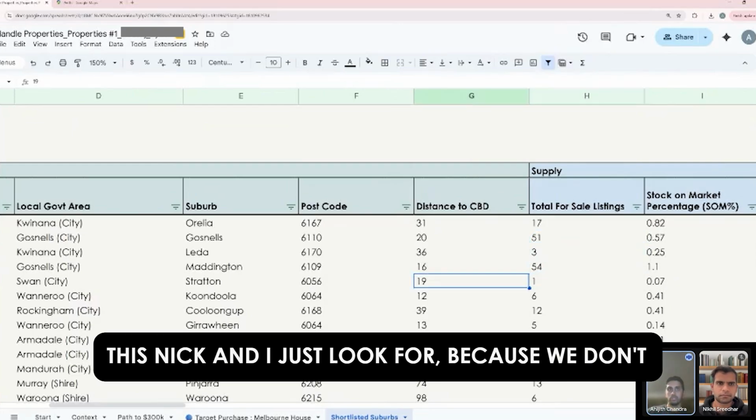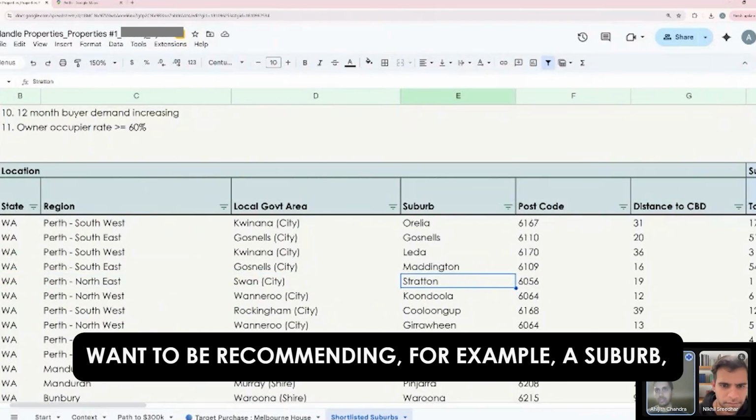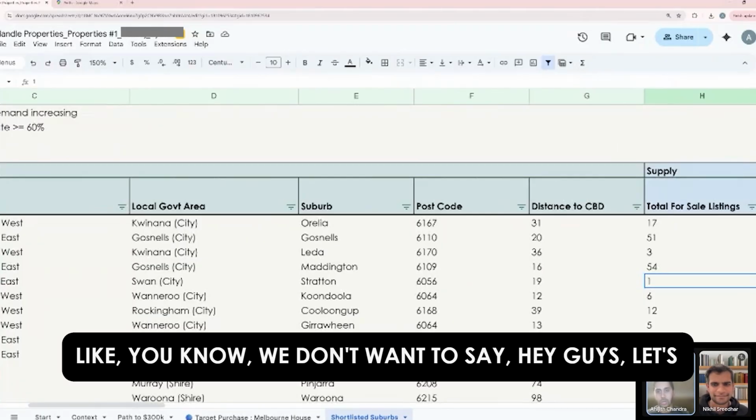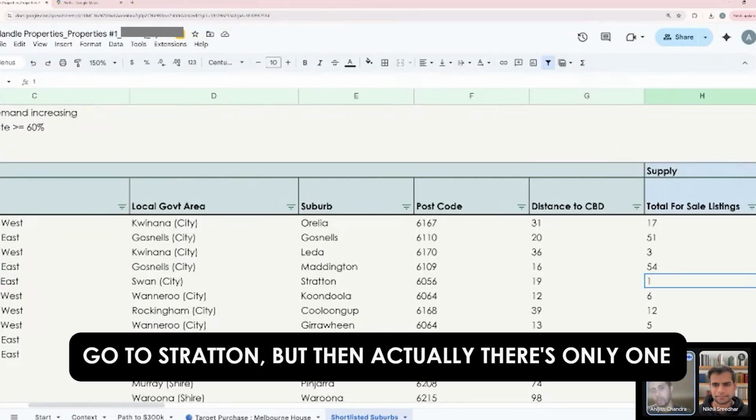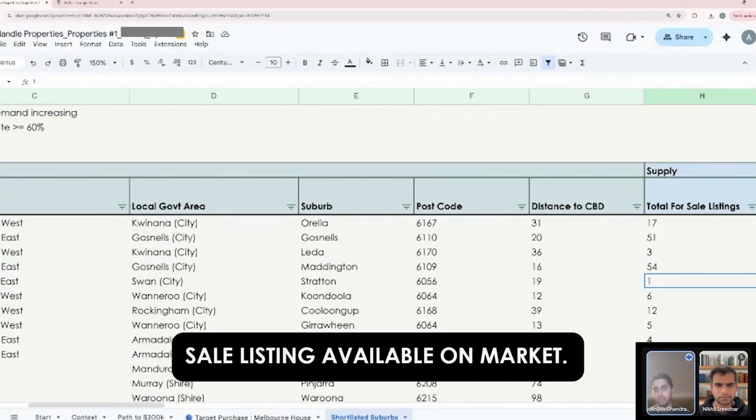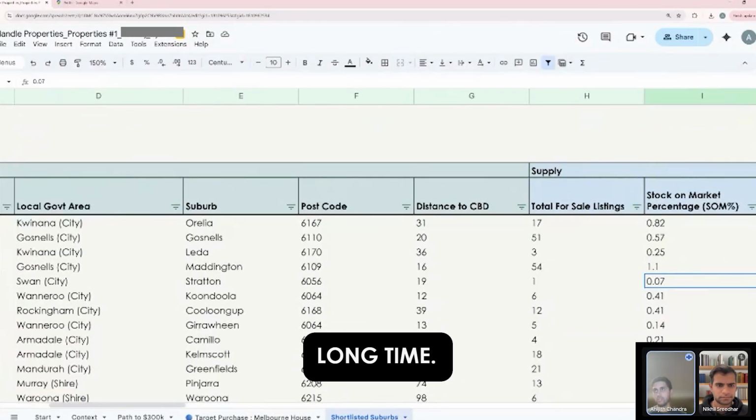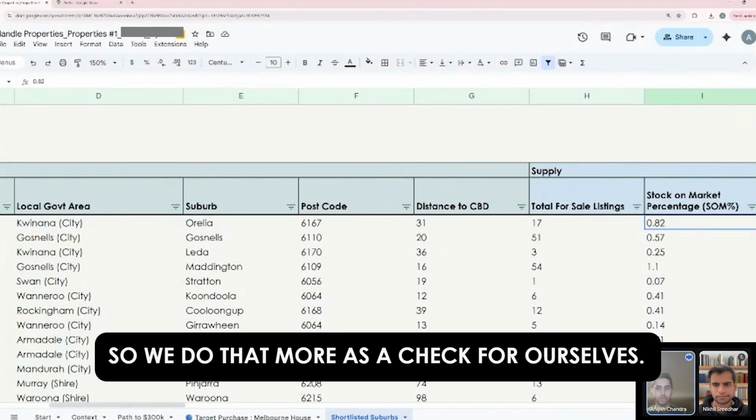Nick and I just look at it because we don't want to be recommending a suburb, for example, saying, hey guys, let's go to Stratton, but then actually there's only one sale listing available on market. We're not going to be able to buy anything for a long time. So we do that more as a check for ourselves.